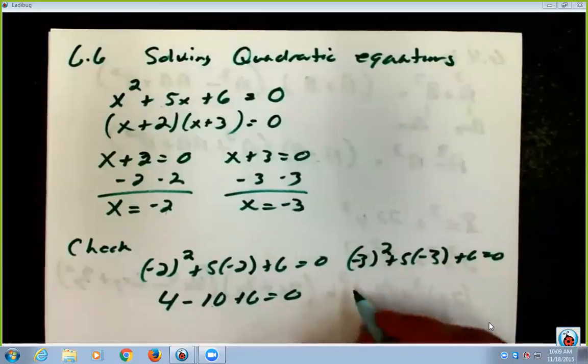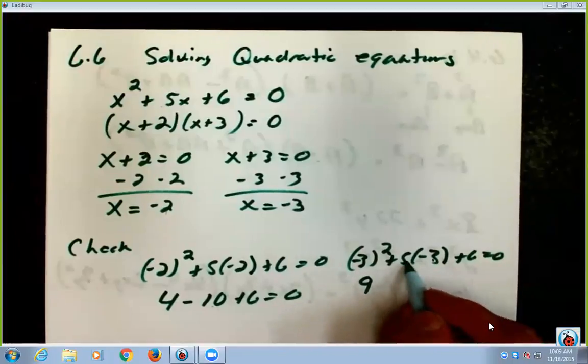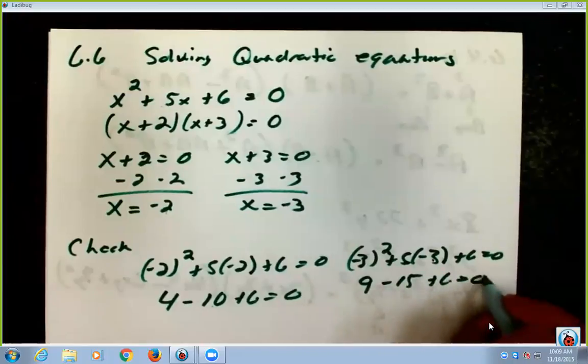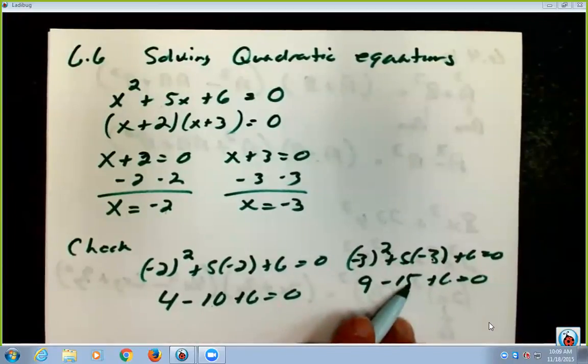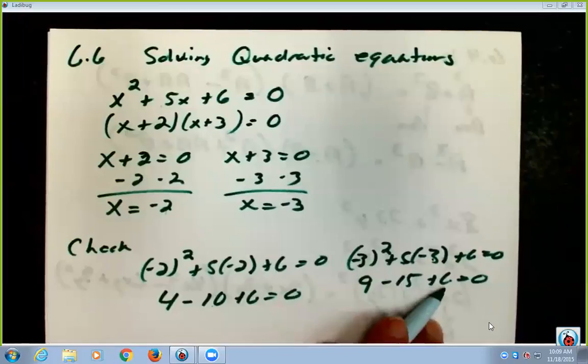Negative 3 times negative 3 is 9. Negative 3 times 5 is a negative 15. 9 minus 15 is a negative 6, and a negative 6 plus 6 is 0.